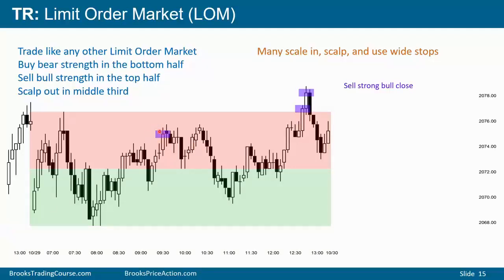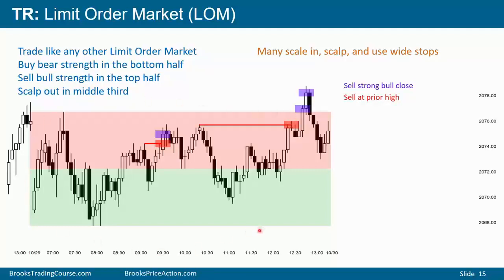A strong bull close near the top of a developing range, bears sell. They'll sell it, bidding against a successful breakout. They'll sell at a prior high. The market reversed down here. Bears will place a limit order to sell at that prior high. A prior high here, they'll sell there.